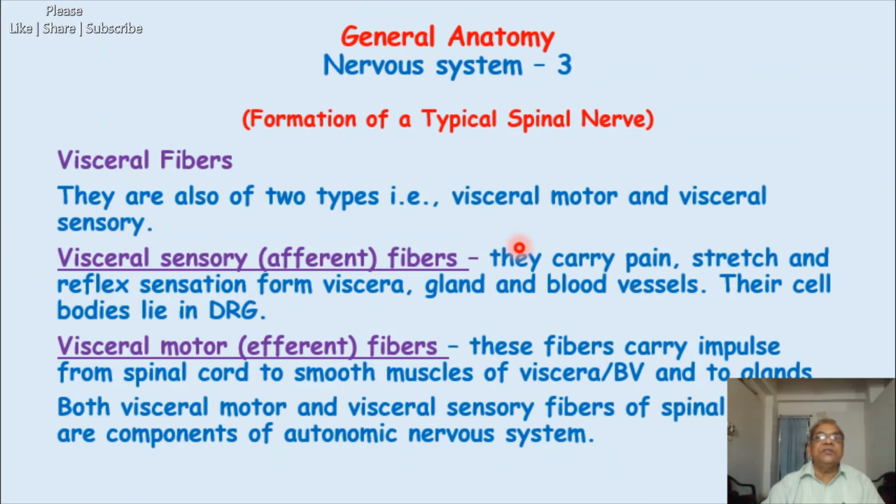Now visceral fibers are also of two types, visceral motor and visceral sensory. Visceral sensory are afferent fibers. They carry pain, stretch and reflex sensation from viscera, glands and blood vessels. Sometimes you must have got pain in the stomach or abdomen, or in the case of a heart attack, the person gets severe pain in the chest.